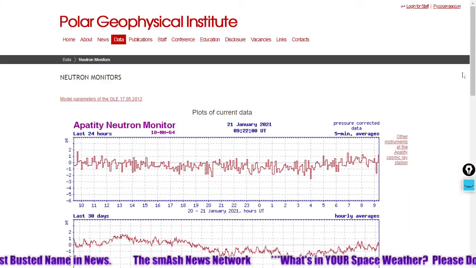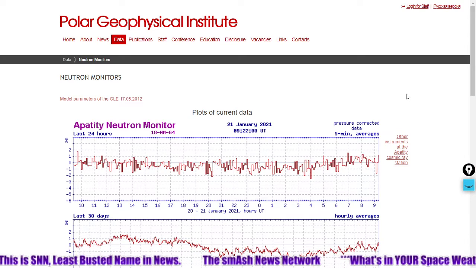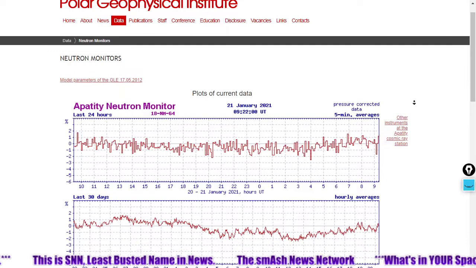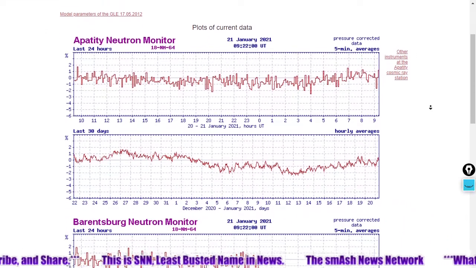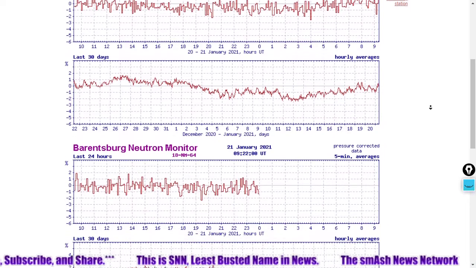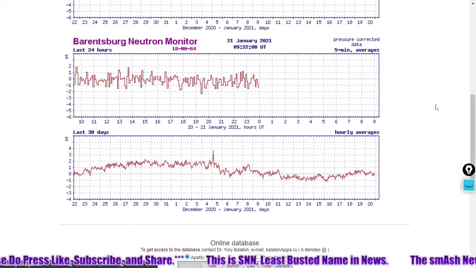Next, we'll talk cosmology for a quick, brief moment. First, looking at some of our favorite cosmic ray monitors. Here is Apatity, and you can see it's pretty flat over the past 30 days at Apatity in terms of neutrons. Barentsburg, also quite flat over the past 30.